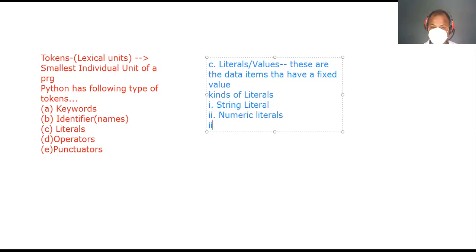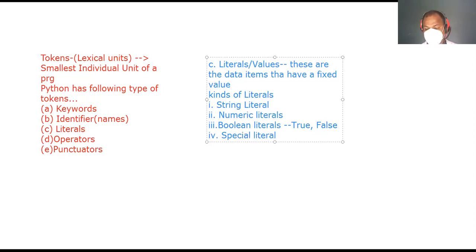Now the next one is boolean literals. Boolean literals, you all know, are true and false. The fourth one is the special literal, and that is None.